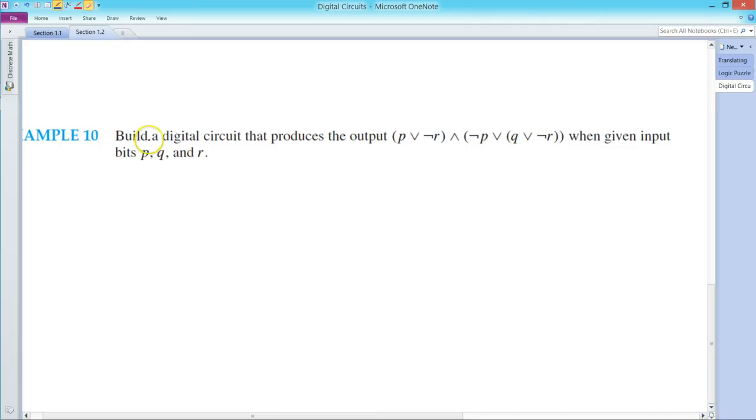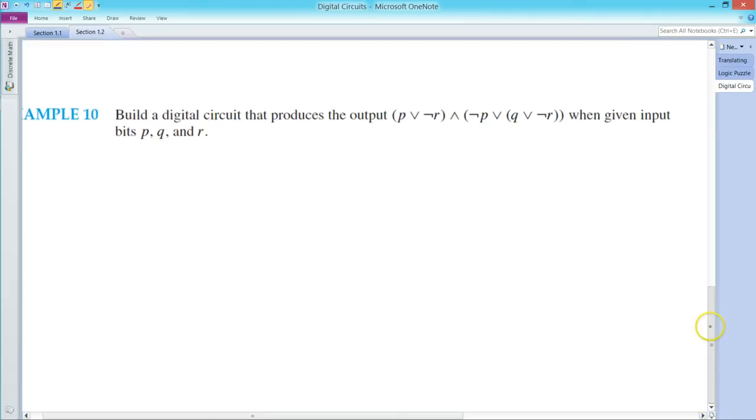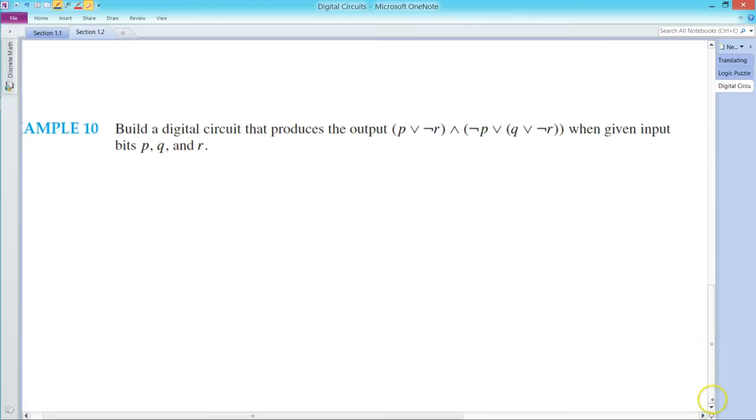This example says, build a digital circuit that produces the output (P or not R) and ((not P) or (Q or not R)), when given input bits P, Q, and R. So what we need to do here is create a logical circuit that represents this expression.